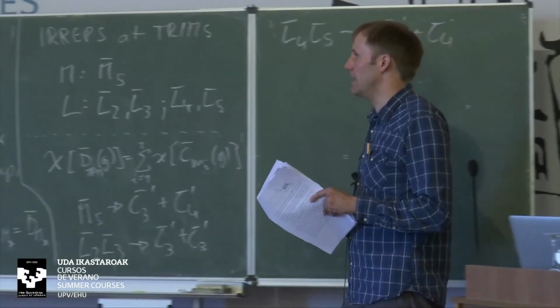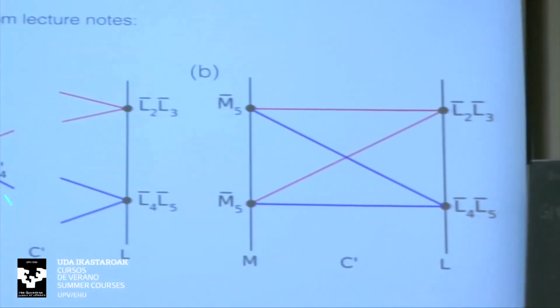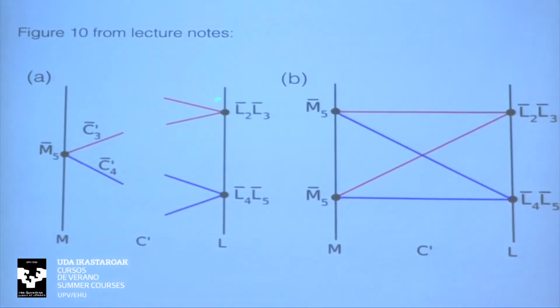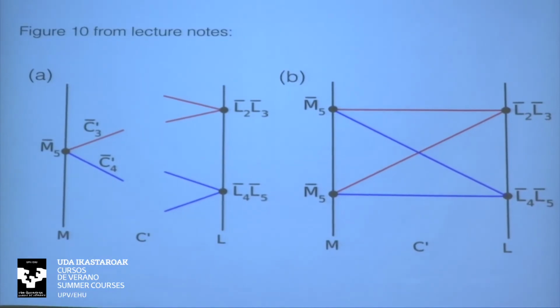So basically, I can draw a diagram like this. I have here at the end point the splitting to C3, C4, and at the L point I have these two possibilities. Either I have the irrep L2, L3, which splits into C3, C3, or I have an irrep L4, L5, which splits into C4, C4.